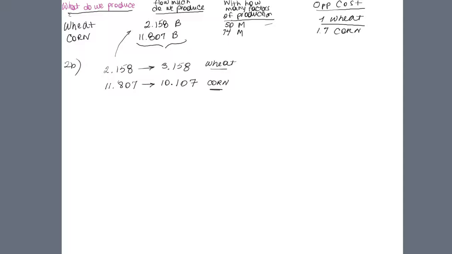So what this problem is saying is, imagine we have our production possibility frontier. It's not exactly straight, but this is wheat, this is corn. How are we going to tell whether this is feasible, not feasible, or efficient? Remember we started with the original point, 2.158 and 11.807, and they told us that it's efficient. So wherever that point is, it lies on the production possibility frontier. And remember from part A that we have increasing opportunity costs, which means we have a production possibility frontier that looks kind of like this.